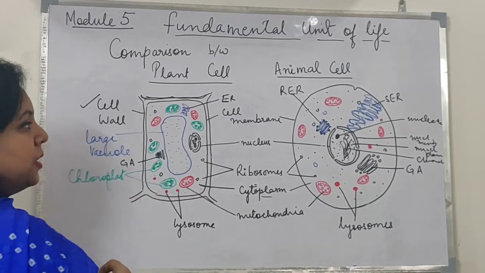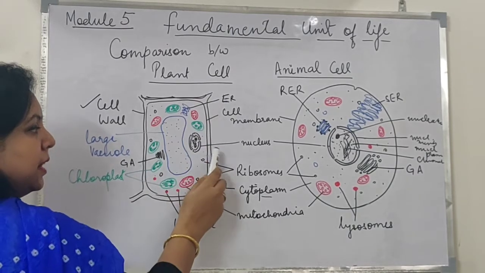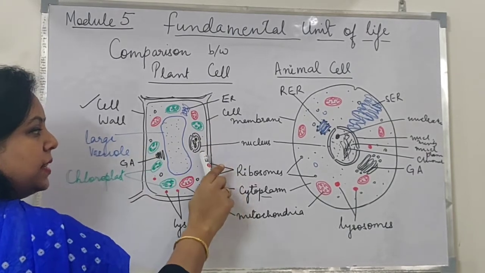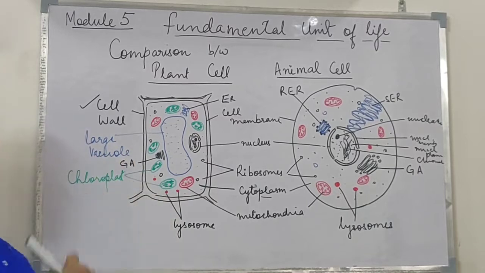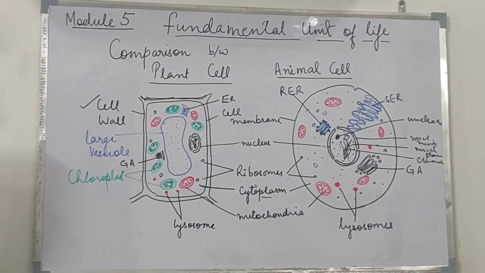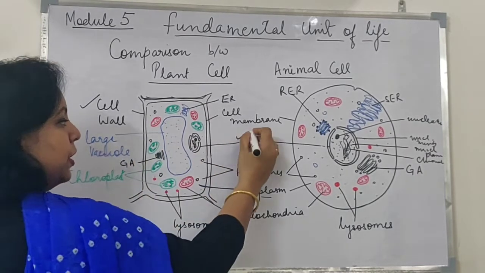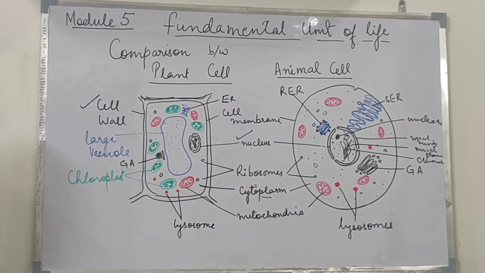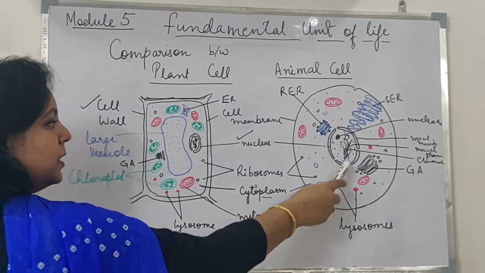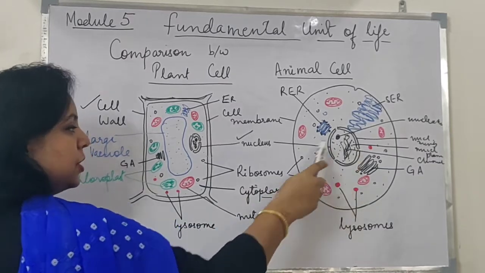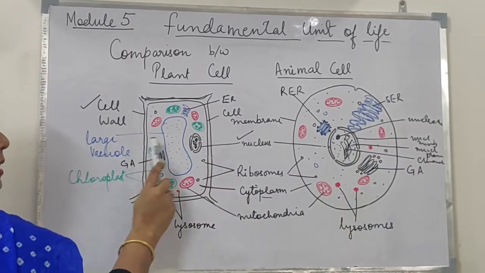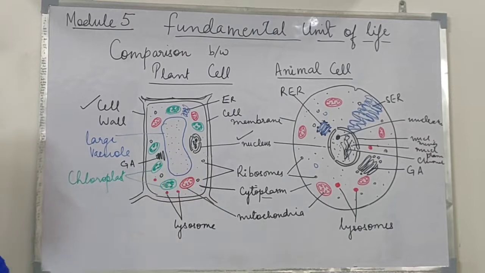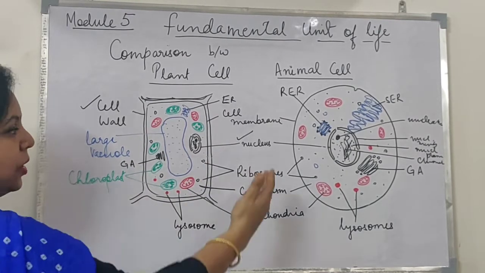However, if you observe, in case of plant cell, the nucleus is shifted on one side because of the presence of large vacuole. So now there is another point of difference that we see in case of nucleus, that in case of animal cell, it occupies the central position, and in case of plant cell, it is shifted to one side. Let us come to the next organelles.